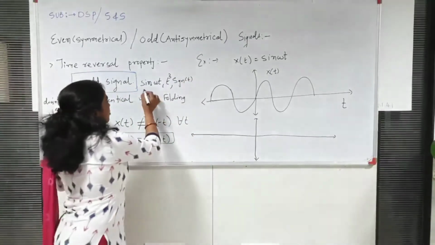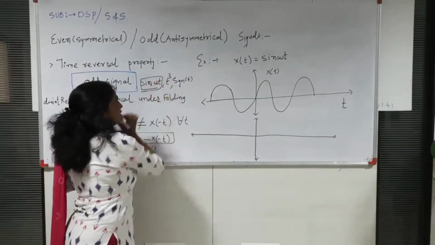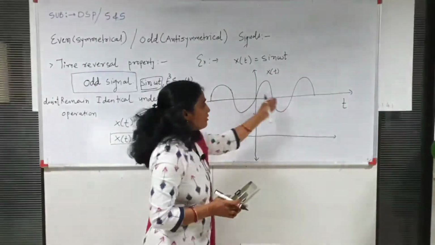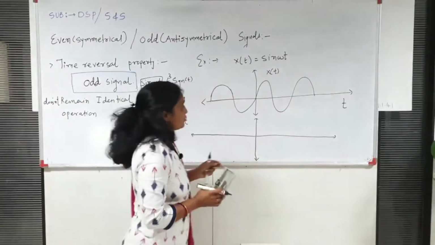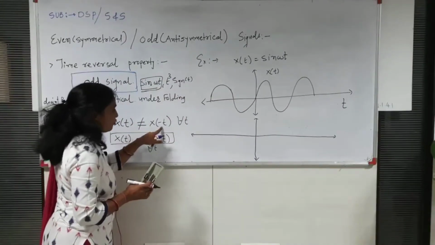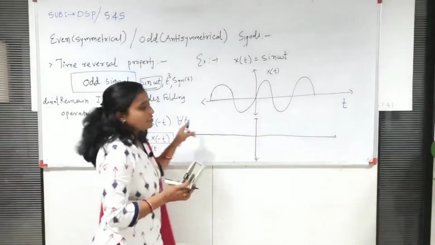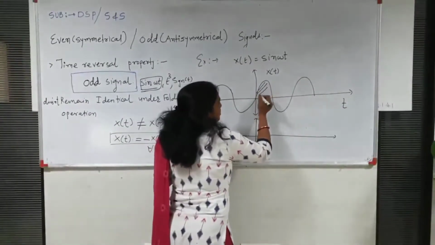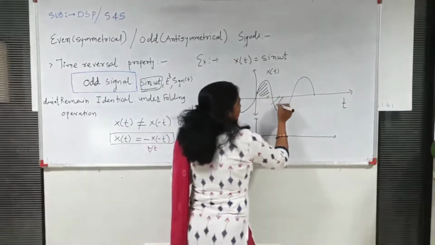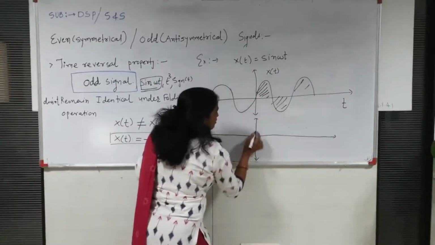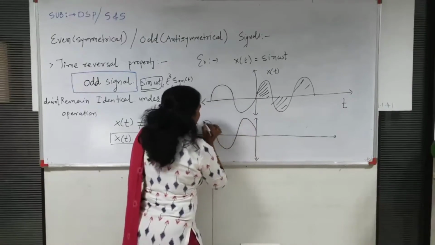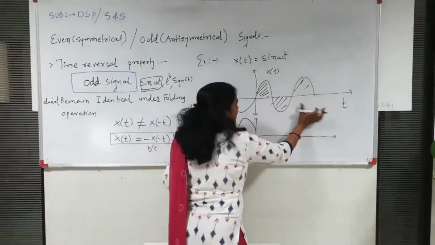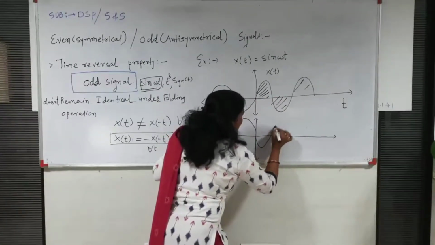Now let's take one example of an odd signal, that is sin omega t. So x of t is equal to sin omega t, and this is the graph of the sinusoidal signal. What is the condition? Suppose I fold the sinusoidal signal from the left-hand side to the right-hand side and the right-hand side to the left-hand side. This portion is folded to this side, so it looks like this, and in the same way this portion is folded to this side, so it looks like this.